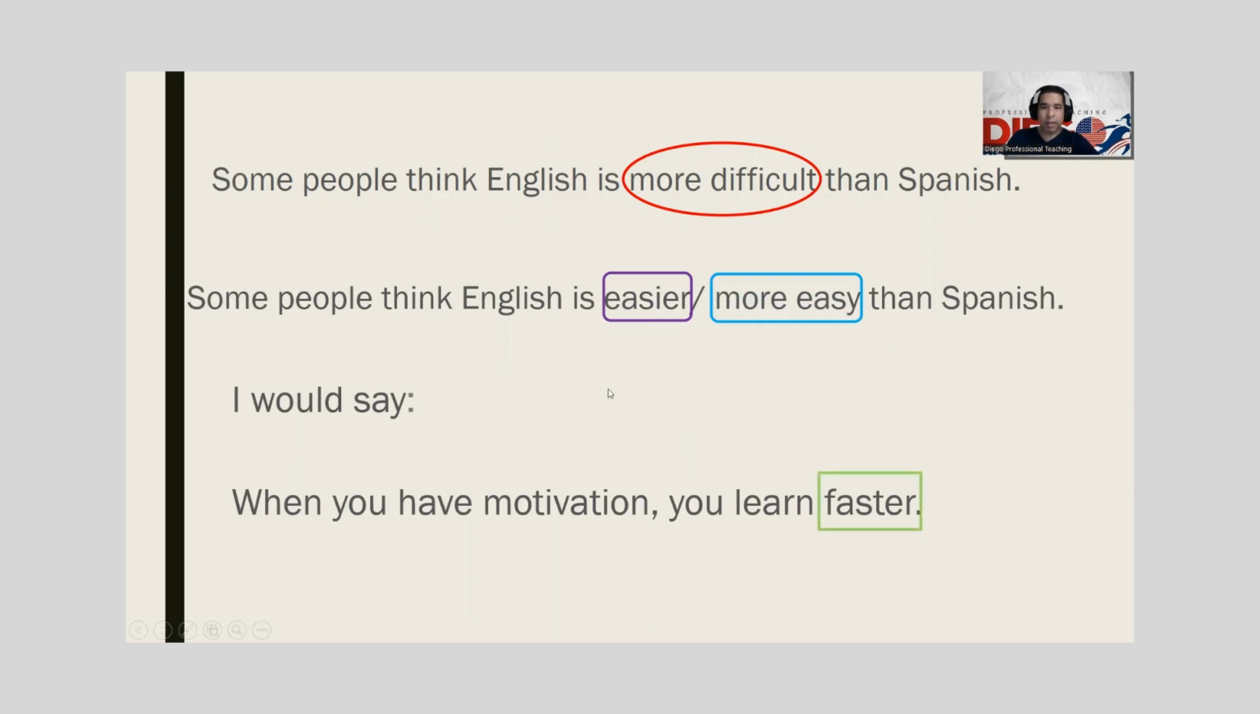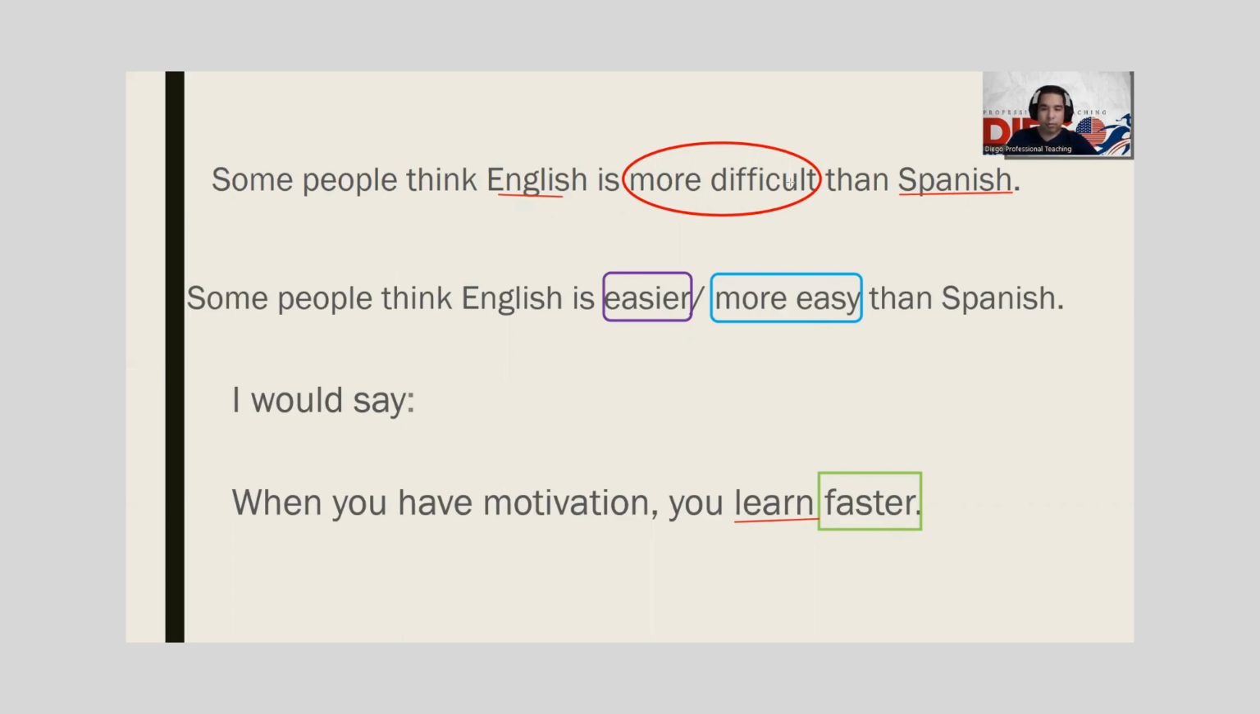As you see, I am using different rules for comparing elements. In this case, I'm comparing two languages. That could be elements, for example, English and Spanish. And I'm comparing here learn. This is an action. As you see, I'm not only comparing elements or objects or people, I can also compare actions, okay? So this is important to keep in mind.